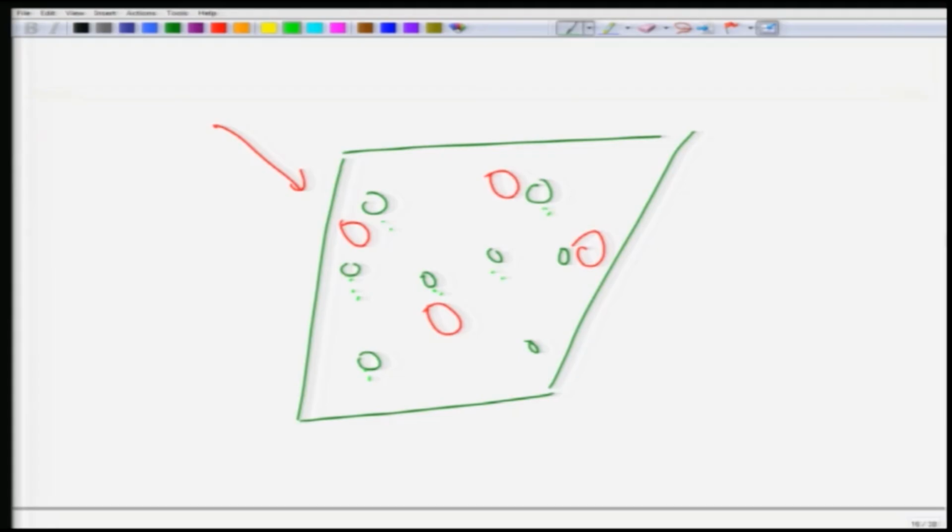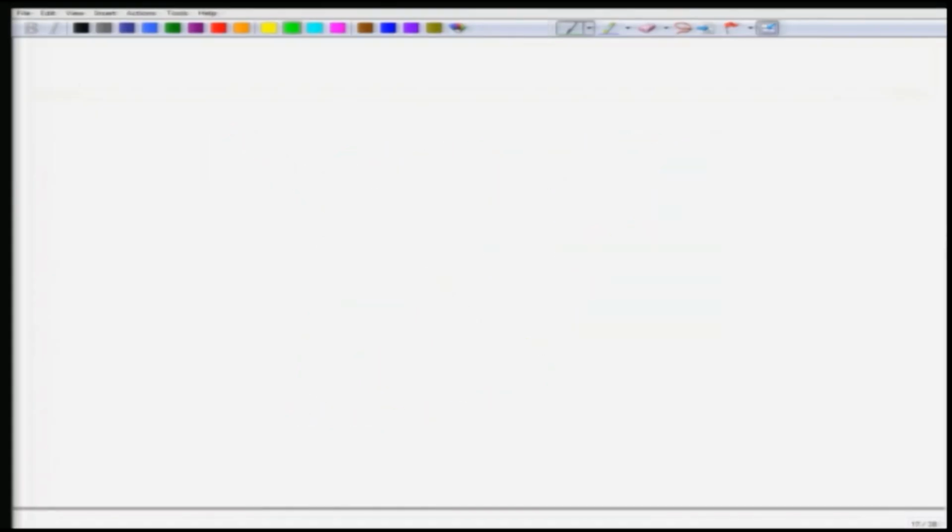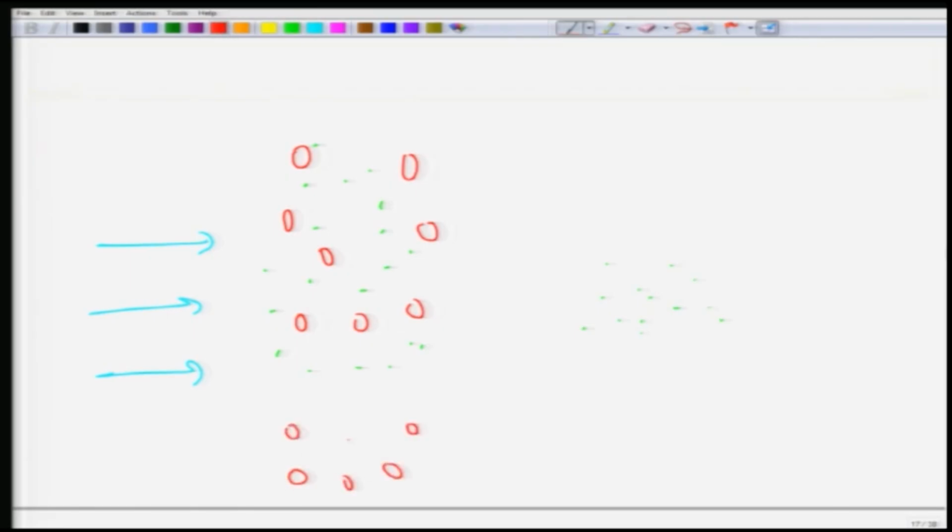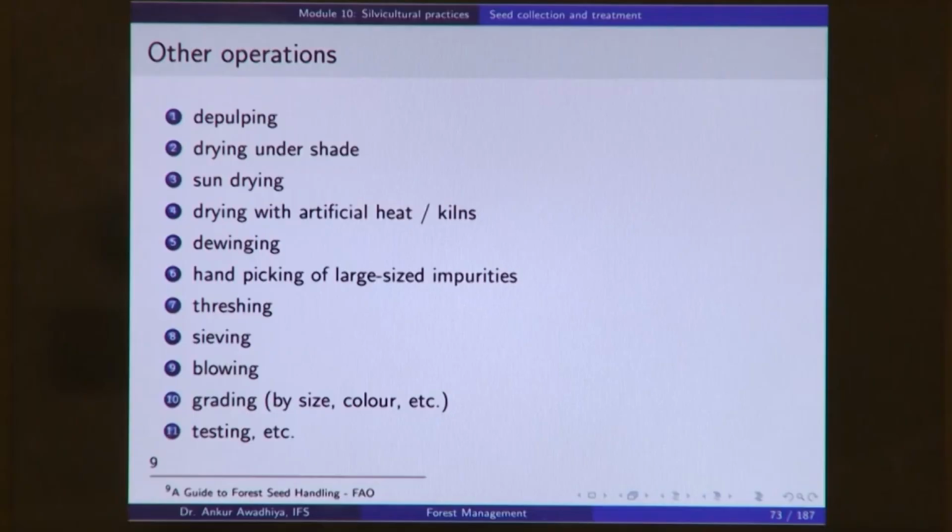So, this is a sieving operation, or you can make use of a blowing operation. Now, in the case of a blowing operation, the seeds together with the impurities fall down with gravity and you have a fan that is blowing air. Now, in this case the fan will blow off these impurities, whereas the seeds will fall down and you will have a purer collection of seeds. So, this is the next operation.